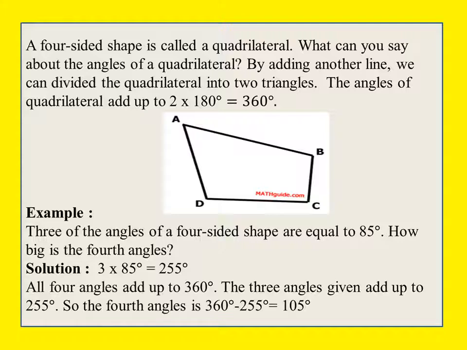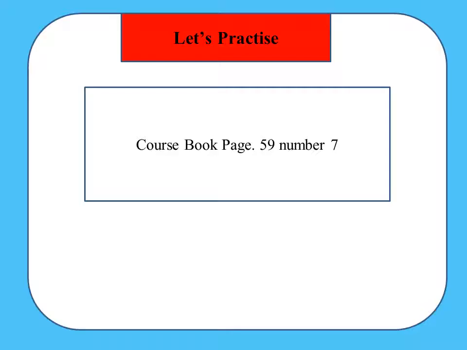Why did we multiply by 2? Because we divided the quadrilateral into two triangles and each triangle adds up to 180 degrees. Now, let's practice. Open your course book, page 59, number 7.